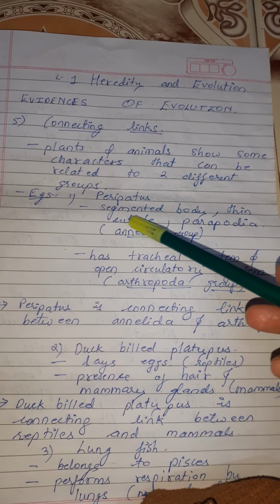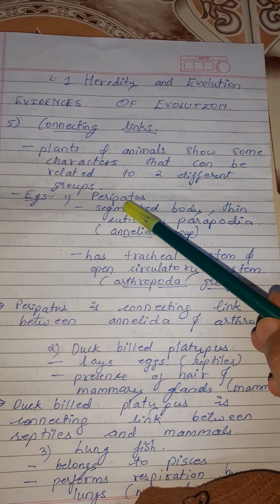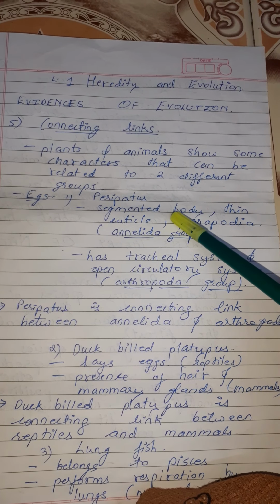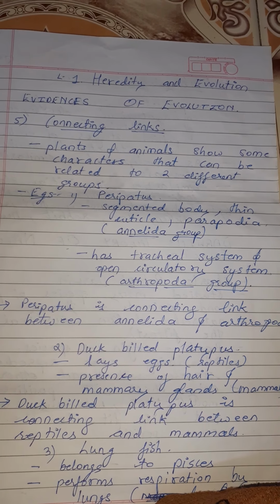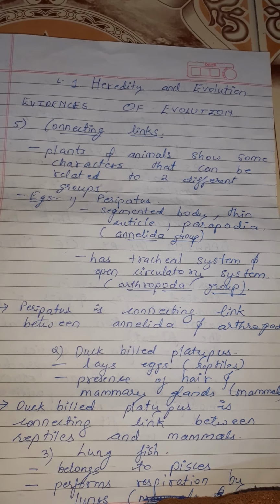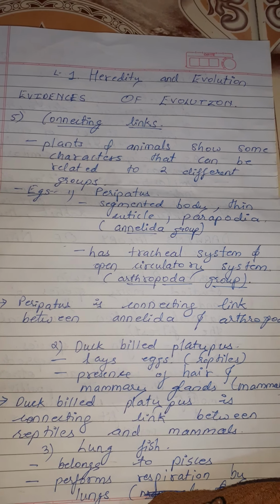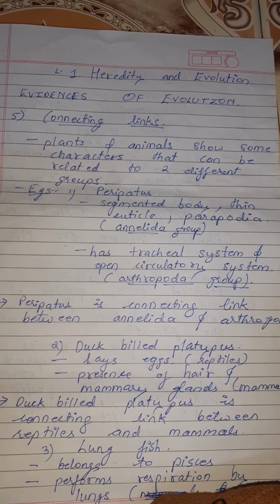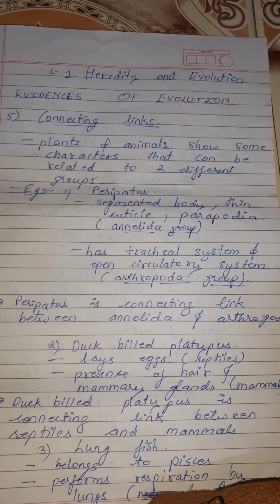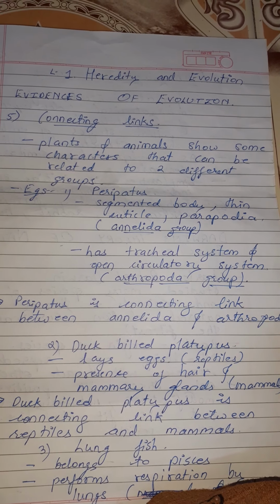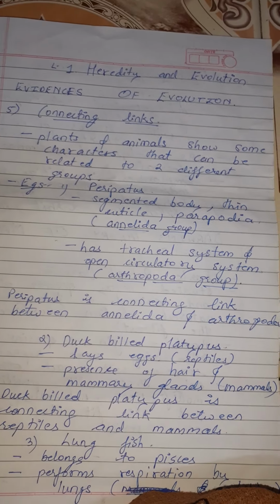Example 1 is an animal called Peripatus. Peripatus is an animal which has a segmented body. It has a thin cuticle. Thin cuticle means the outer covering skin is very thin, and it has parapodia. Parapodia means they don't have legs, but for movement they have small outgrowths which are more in number, and they can crawl slowly, they can move like caterpillars, worms.